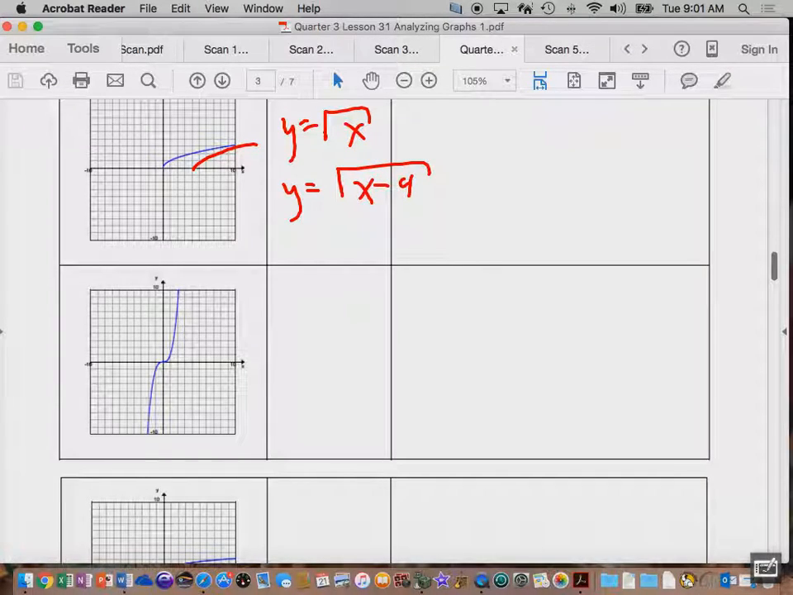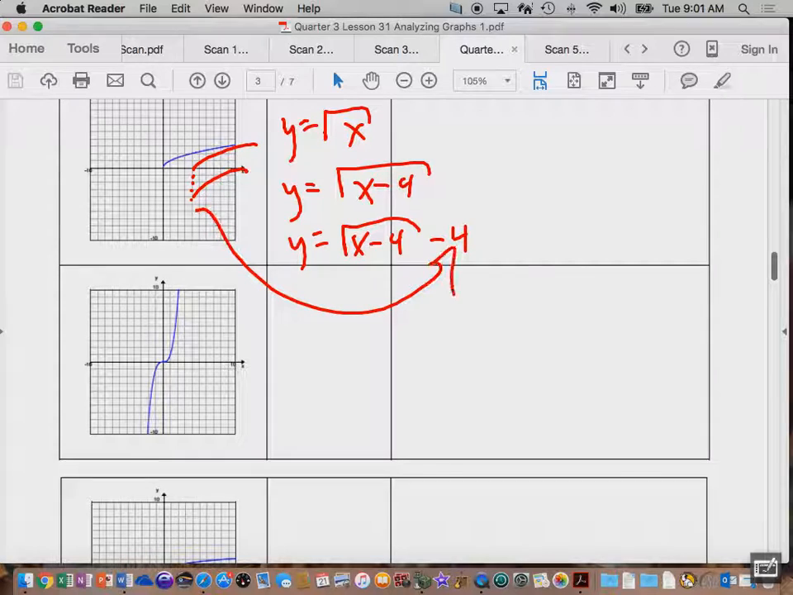What if I did this? Y equals what? Y equals square root of x, minus 4. Okay, good. Right, because I did a vertical shift of down 4. 1, 2, 3, 4. So since I went down 4, I had to include the negative 4 at the end.